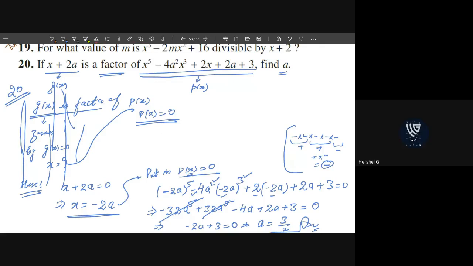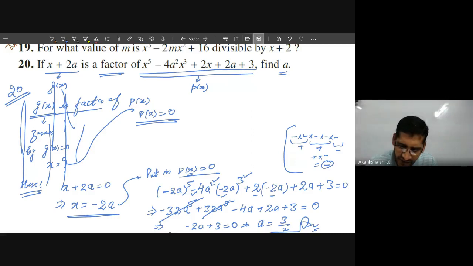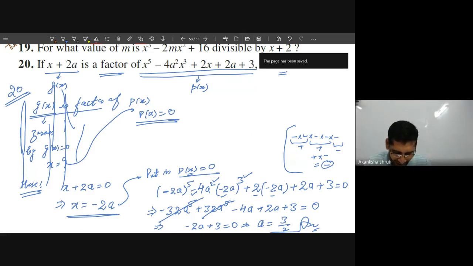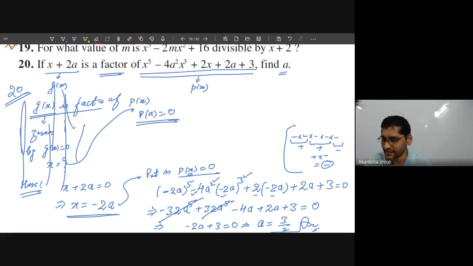So this way we have done this question. It was very easy. So how to use the factor or the zero for the factor theorem is explained here. Okay, students, any doubt, then please ask.